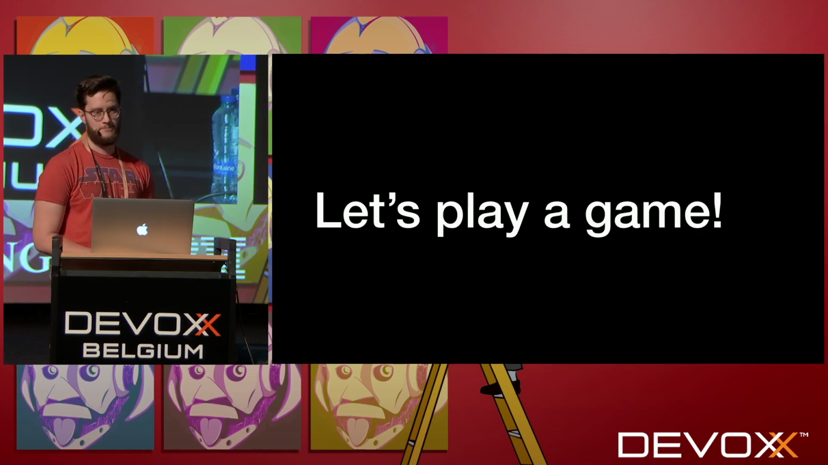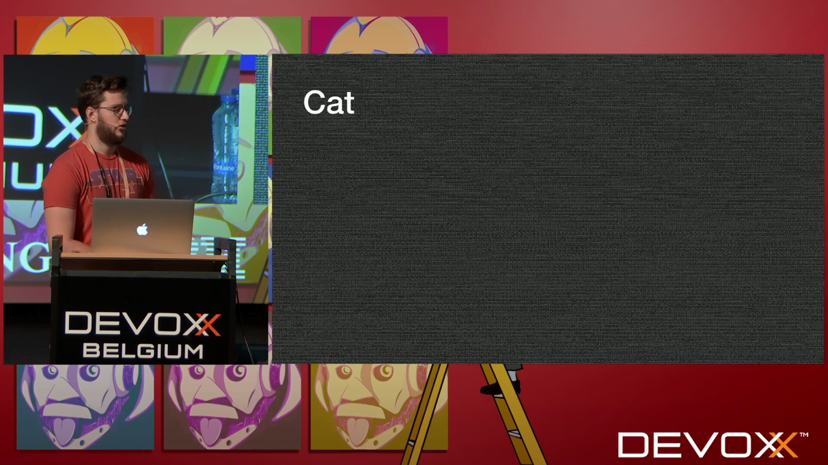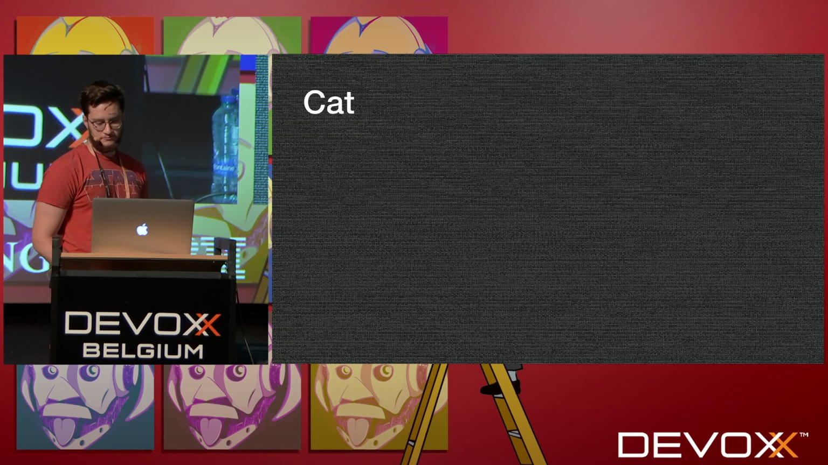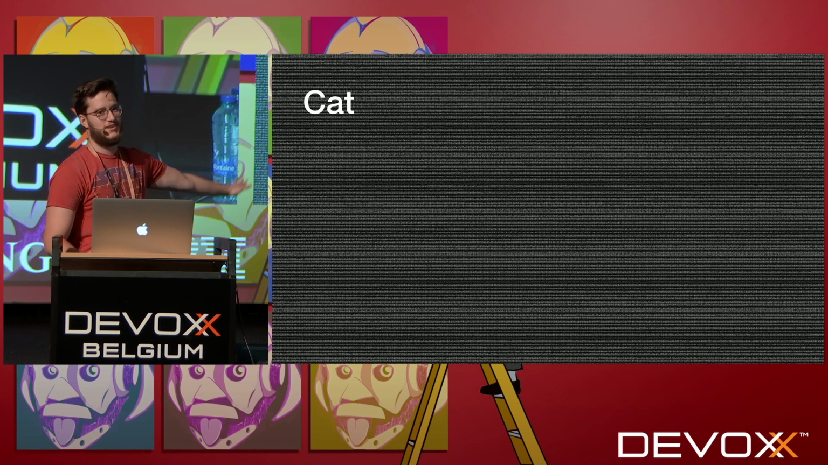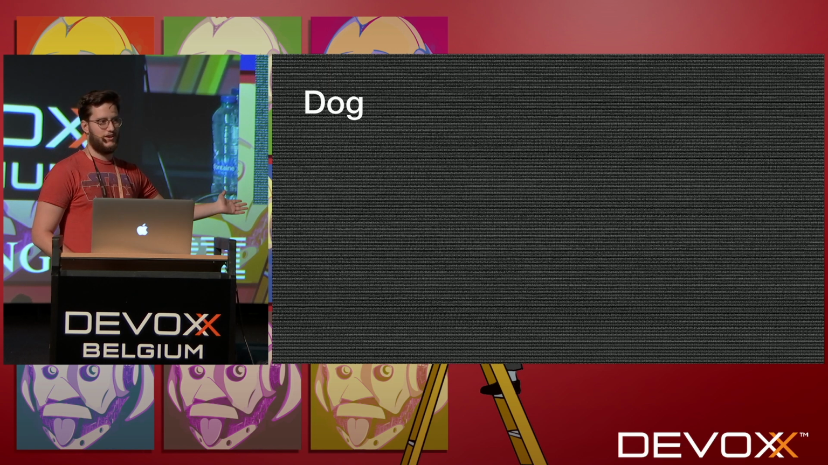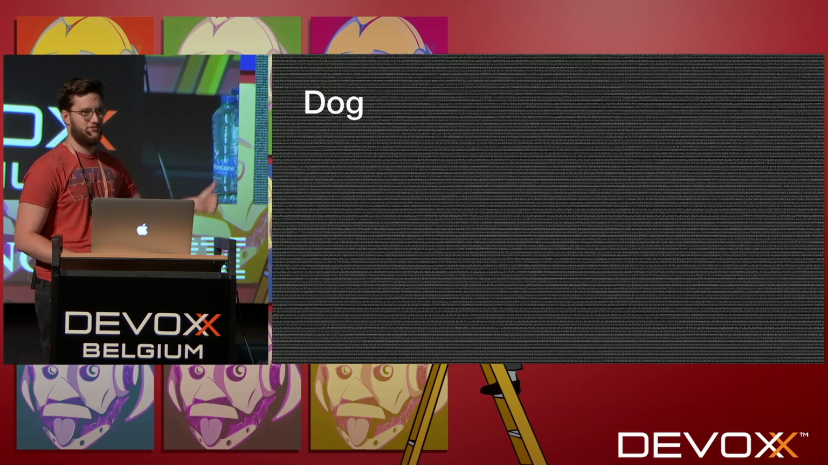So let's play a little game. Here's a nice photo of a cat. It's the same cat we saw earlier. Remember that this is a cat. Here's a dog, all right? We know what dogs look like. That's definitely a dog.